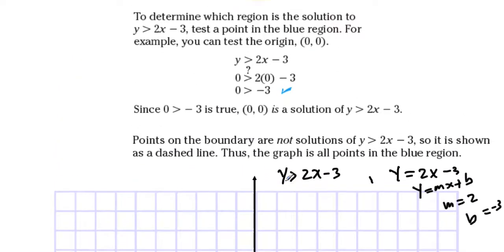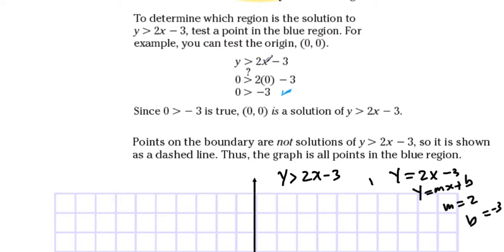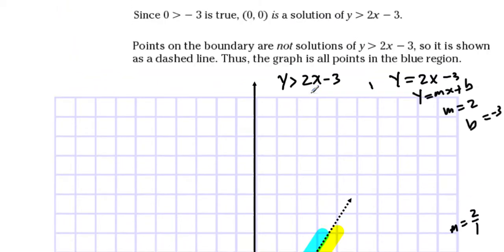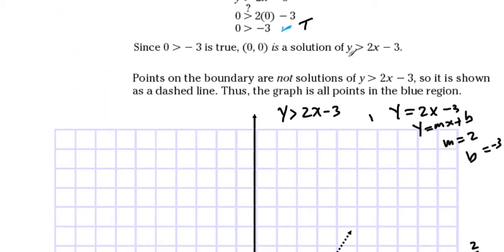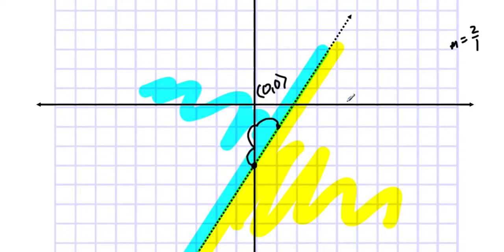The origin is the ordered pair 0, 0. If we test it in our inequality of y greater than 2x minus 3, where y is 0 and x is 0, we find out that the sentence is true. Since 0 is greater than negative 3, it is true. The ordered pair 0, 0 is a solution to y greater than 2x minus 3, which simply means one thing: if this point makes the inequality true, all the points in this region will make the inequality true.